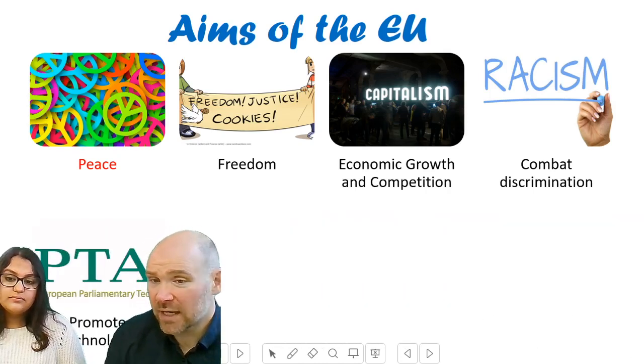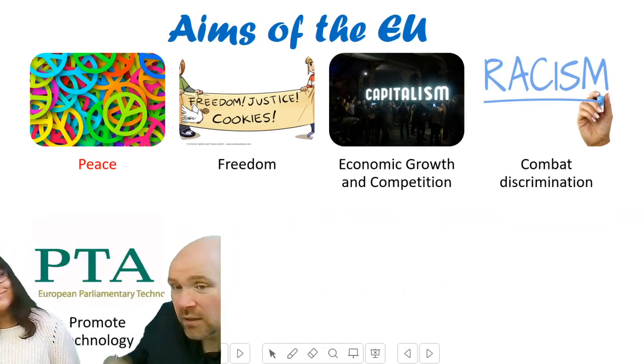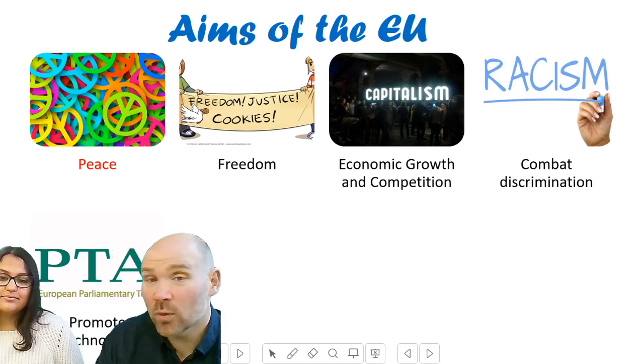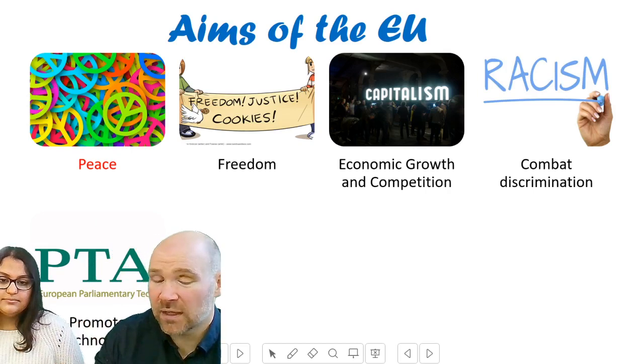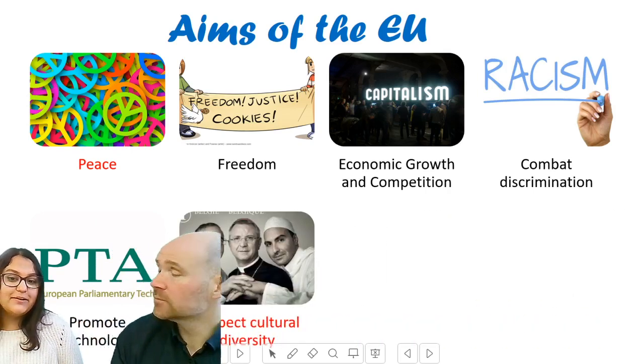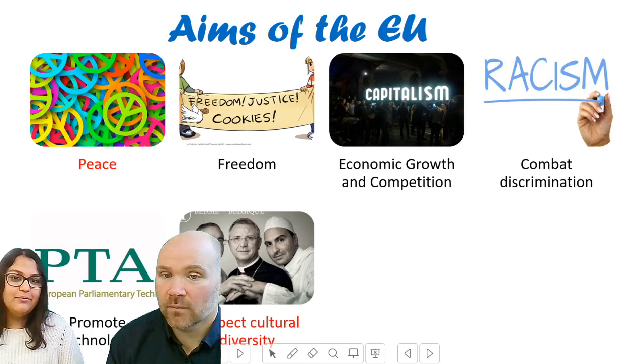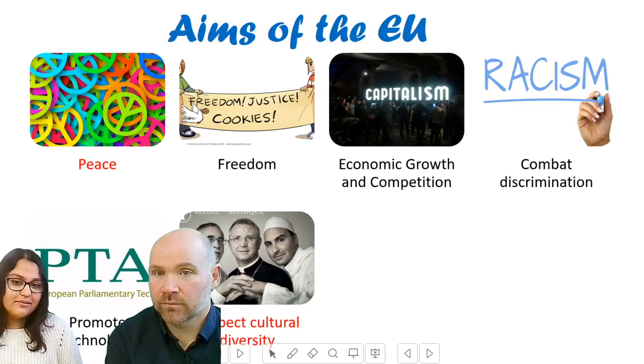It also promotes technology, which is probably just behind Ria's head here, which is the use of advanced technology in business. It's not a particularly important point for an essay, but it is one of their key ideas. Respect cultural diversity. So as all the countries came together, they were worried that diversity would be lost.